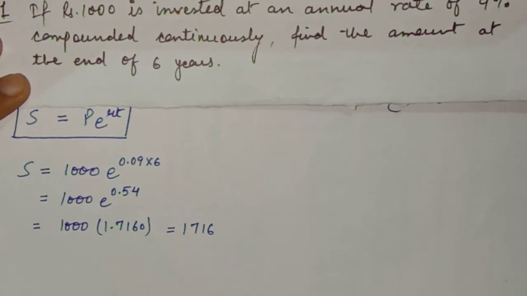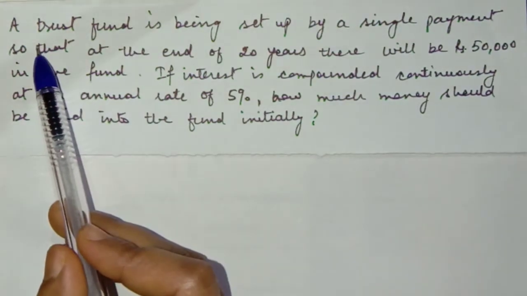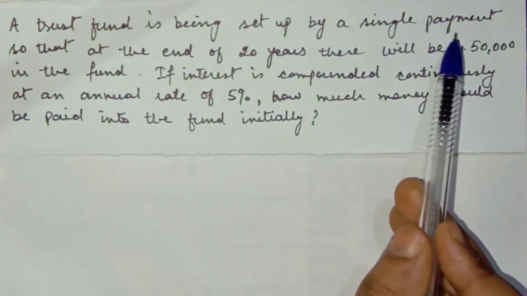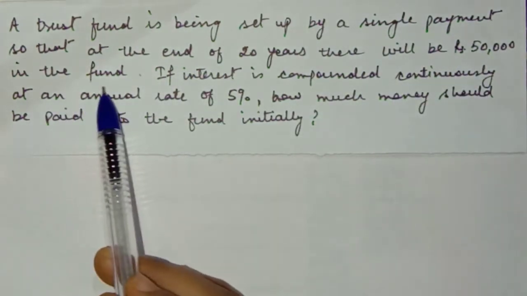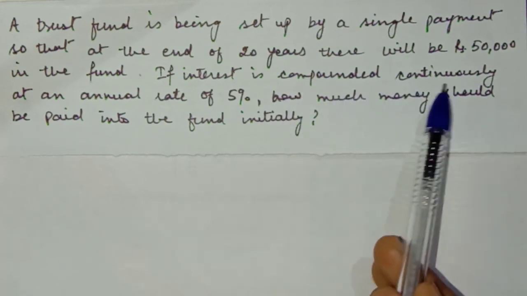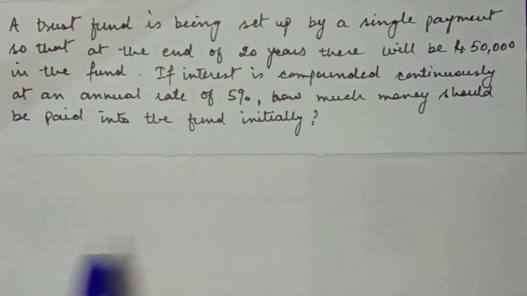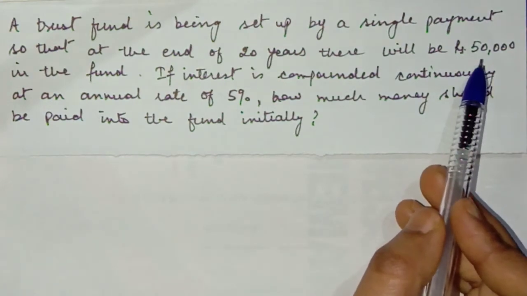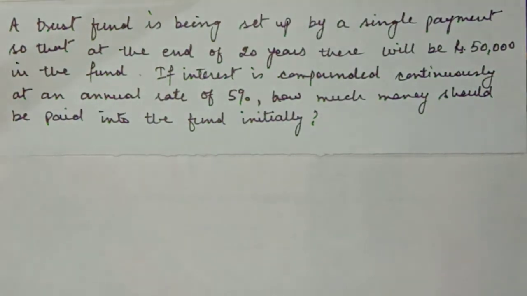Now let me take the second problem. The second question is: a fund is being set up by a single payment so that at the end of 20 years there will be rupees 50,000 in the fund. If interest is compounded continuously at an annual rate of 5%, how much money should be paid into the fund initially? So in this question we are given the future value after 20 years, which is 50,000. When the rate of interest is 5% compounded continuously, we need to find out the present sum, or how much money should be deposited in the fund initially.